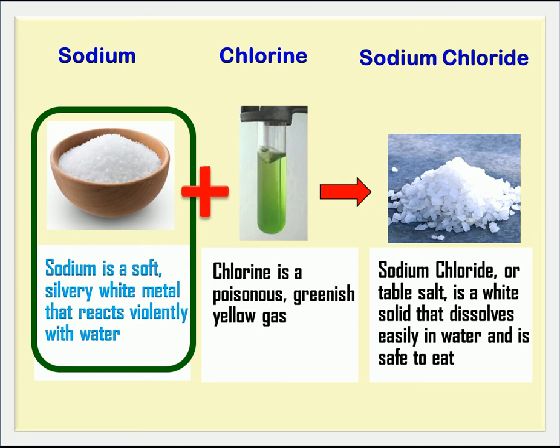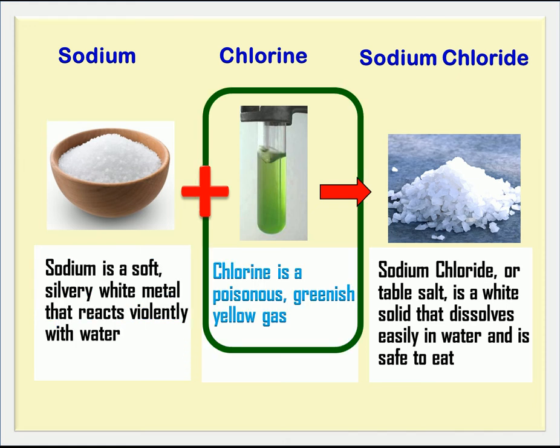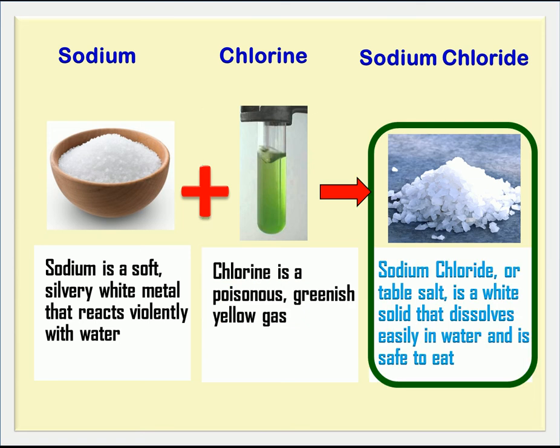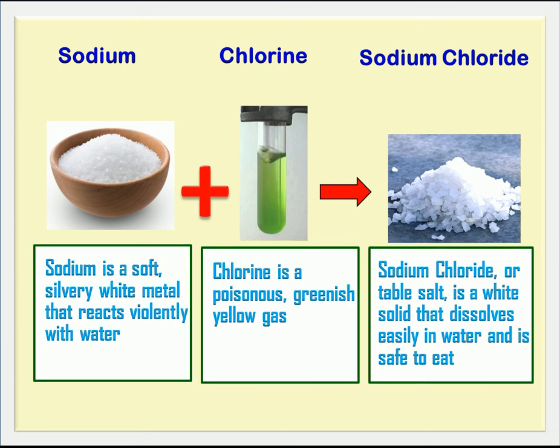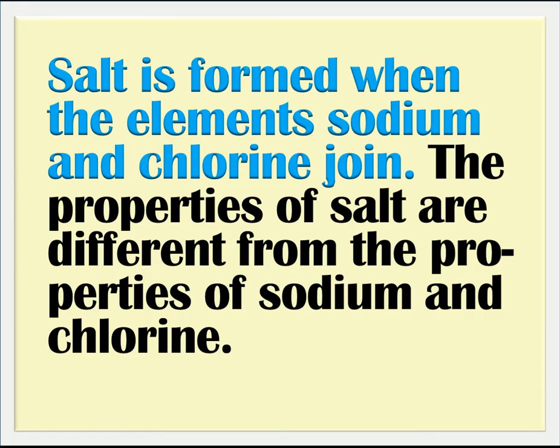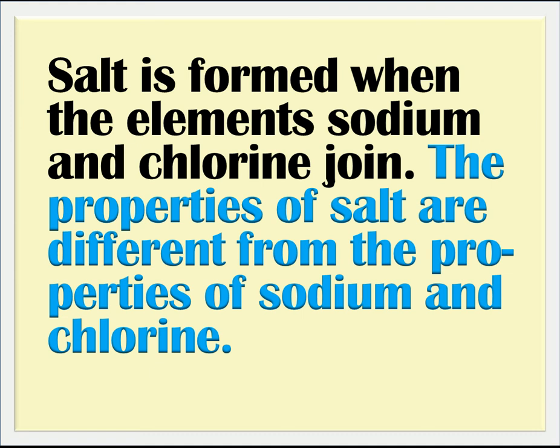Here, we realize that sodium is a soft, silvery white metal that reacts violently with water. It combines with chlorine, a poisonous greenish-yellow gas, to form sodium chloride, or table salt, a white solid that dissolves easily in water and is safe to eat. Salt is formed when the elements sodium and chlorine join. The properties of salt are different from the properties of sodium and chlorine.